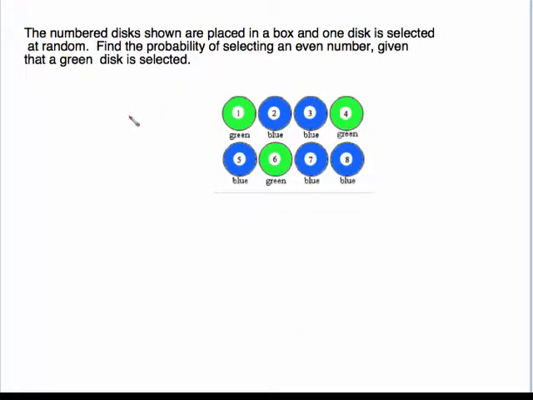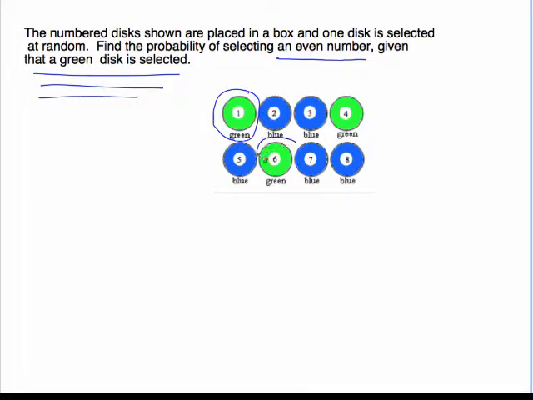So let's do a couple more examples. These numbered discs are placed in a box and 1 disc is selected at random. Find the probability of selecting an even number given that a green disc is selected. That says I'm only looking at the greens. I only care about this, this, and this. How many greens are there? There's 3. So you're not even looking at this.